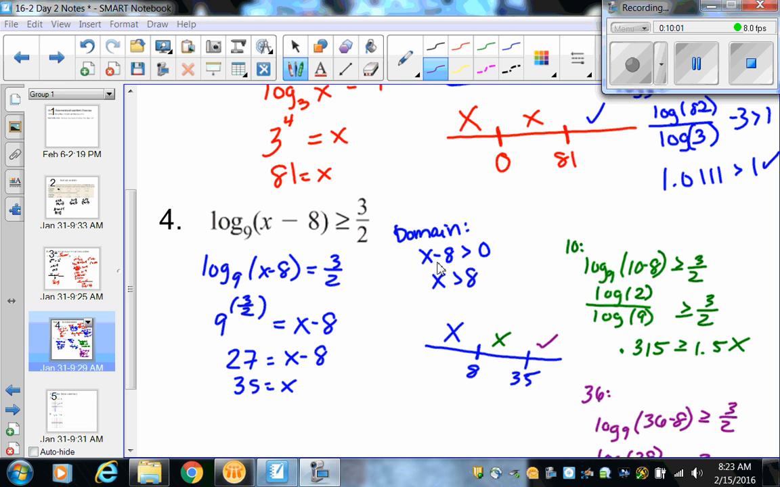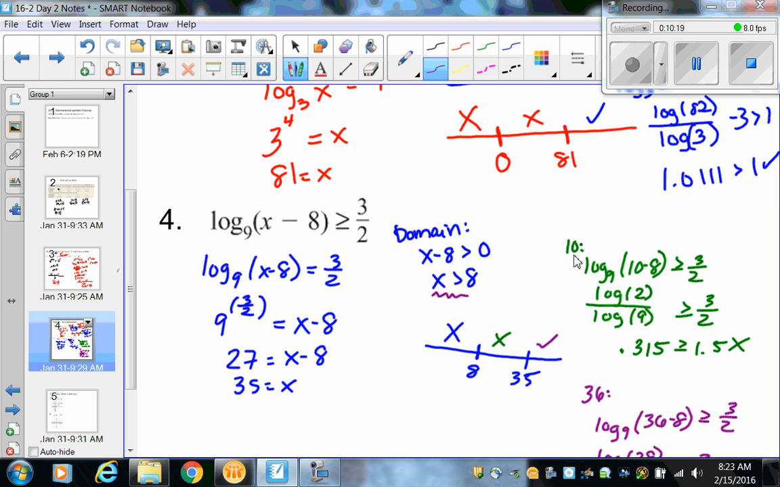So then I said, okay, well, x minus 8 has to be greater than 0, which tells me x has to be greater than 8. Make your number line. The two numbers we have are 8 and 35. We know it can't be less than 8 based on this right here. Then I picked a number between 8 and 35.